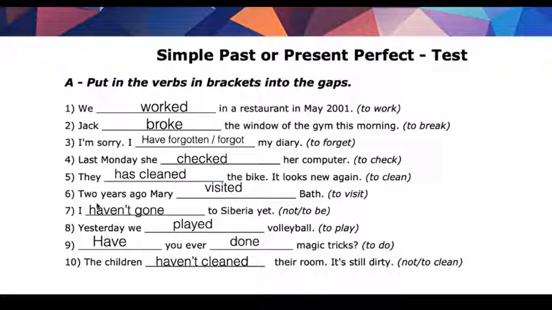9. It says magic tricks. Yes, because it refers to a possibility in the future, so that's why we use present perfect. Have you ever done? And 10. The children haven't cleaned their rooms. It's still dirty because they haven't done it.